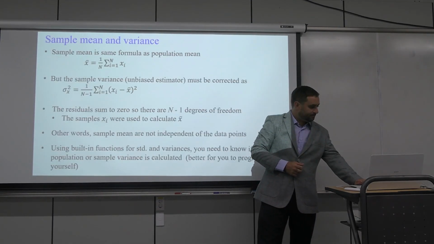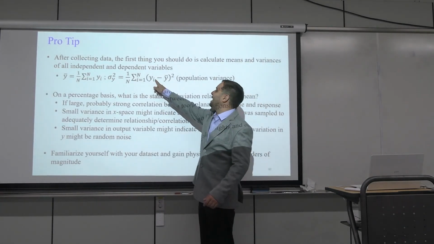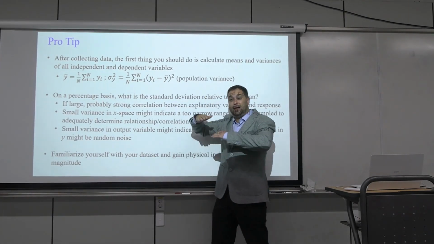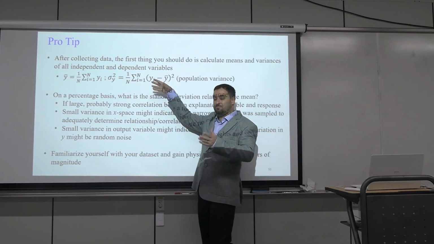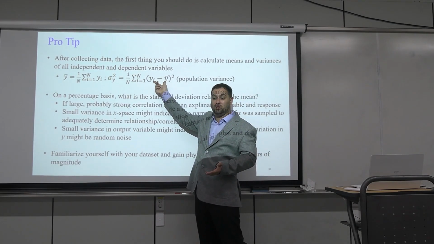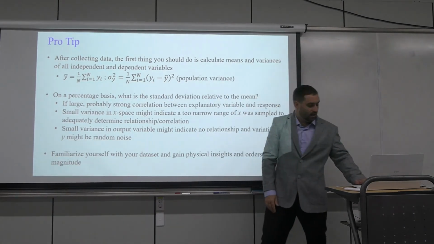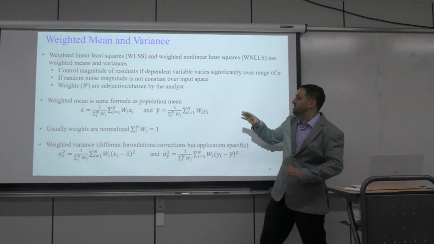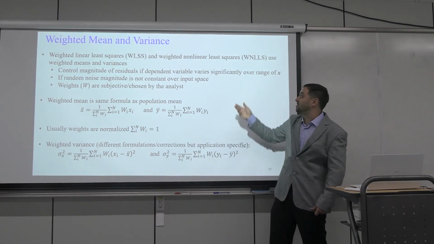Let me give you an example. This is the residual, okay? This is yi minus y bar. If the yi's vary by many orders of magnitude, let's say from 1 to 1,000, y bar might be somewhere in the middle, but the magnitude of the residual basically becomes biased towards the larger numbers. And so if you have a wide range, by using weights, you can control the magnitude of the residuals if this dependent variable varies significantly over the range of x.